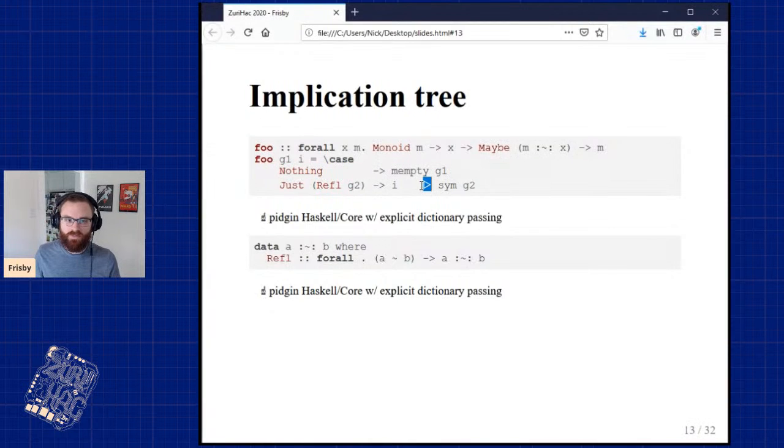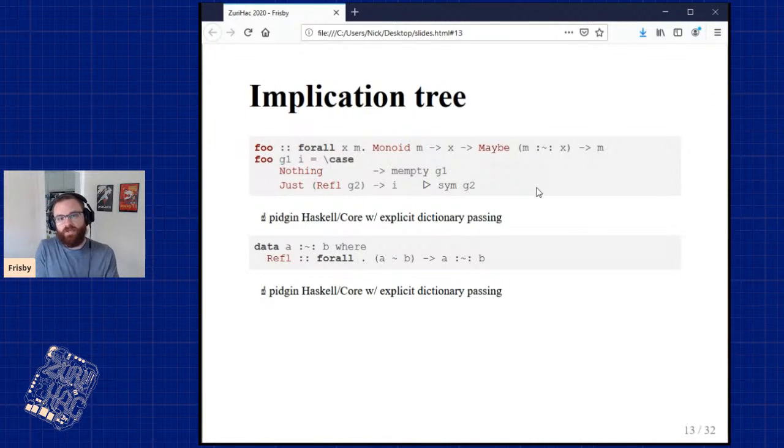And then this triangle is the syntax in GHC Core for applying a coercion to cast I from the type X to the type M. And G2 is the coercion. If we look at the signature for Refl, it had a double arrow here, and it carried the equality coercion inside of it. And now, because we're in the dictionary passing pidgin state, this is actually an argument to the constructor, and we're pattern matching on it here.